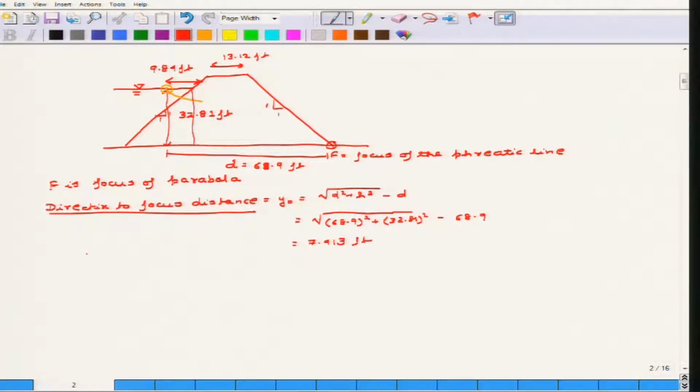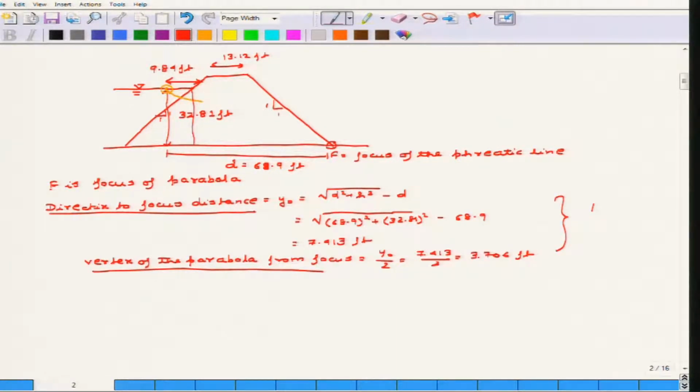Now we will find out the distance of the vertex of the parabola from the focus. That will be equivalent to y 0 by 2. So that will be equivalent to 7.413 by 2, which is 3.706 feet. Now, all these relations come from basic mathematics. So basically I am not going to discuss all these relations here, you have to remember these relations.